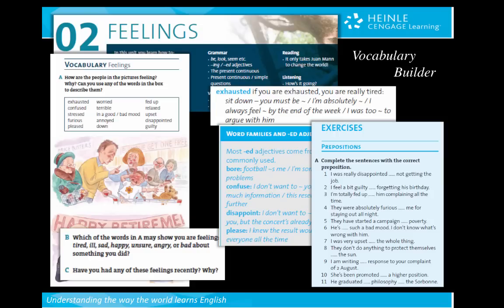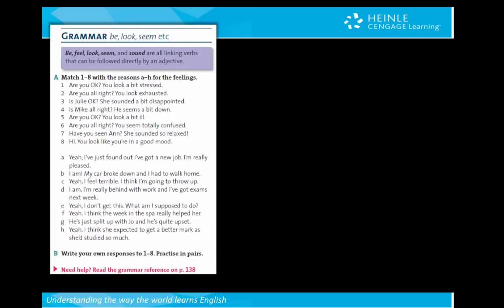So in the workbook that accompanies the series, they get whole sentences, grammaticalized sentences with some of the adjectives and phrases from the vocab section. Here they look at prepositions that often go with them.